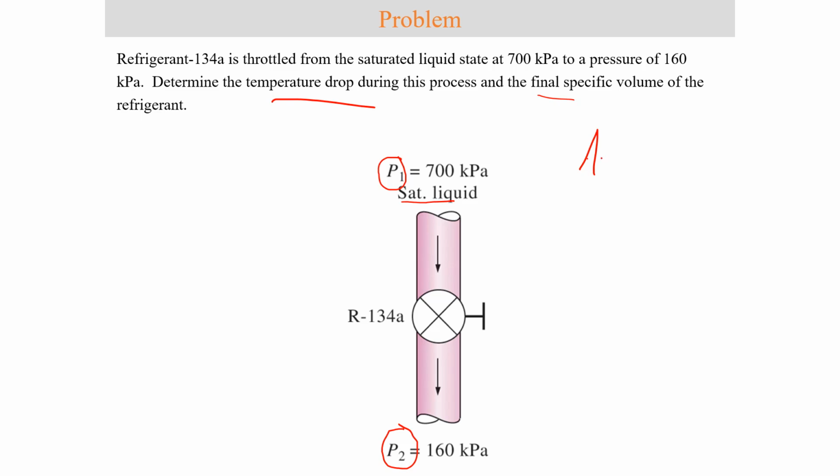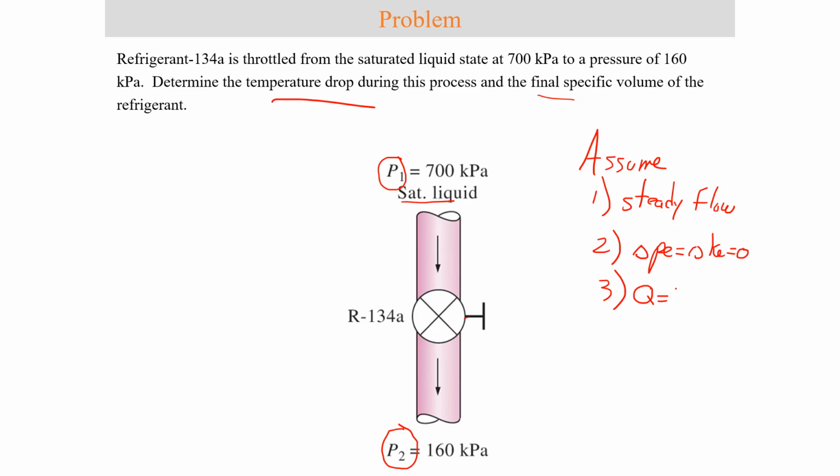So let's go ahead and start by drawing some assumptions. One, we're going to assume this to be a steady flow problem, steady state problem. Two, we're going to assume that the change in kinetic and potential energy of the fluid is zero. And since this is such a small area, this valve, I'm going to assume that there's no heat flow. And I'm also going to assume that there's no work being done.